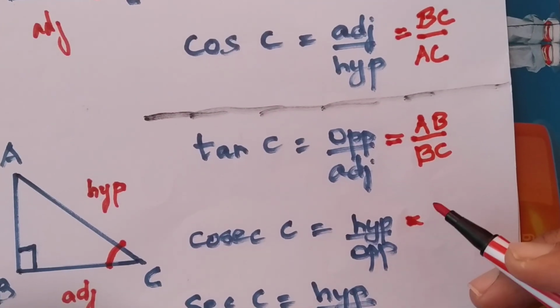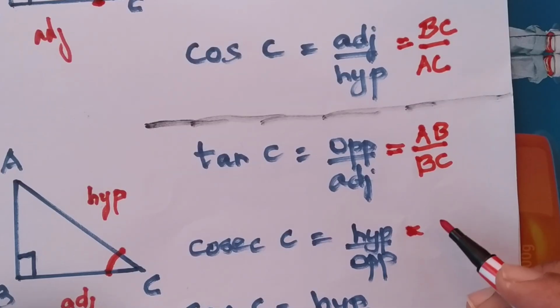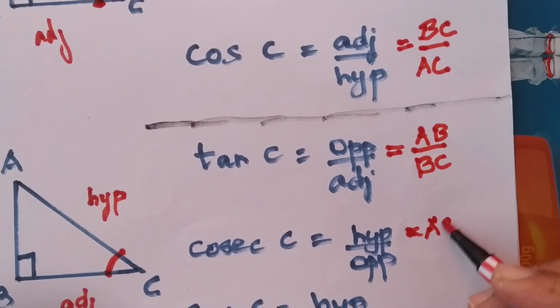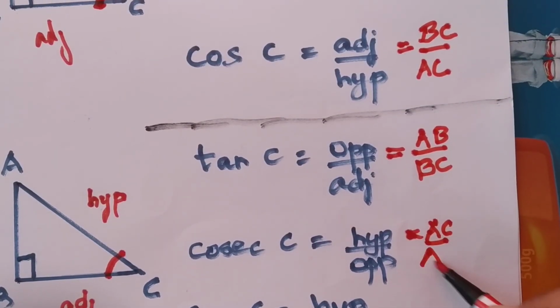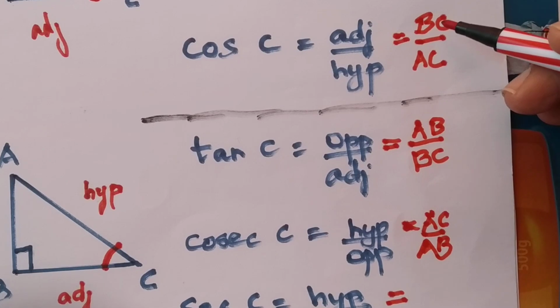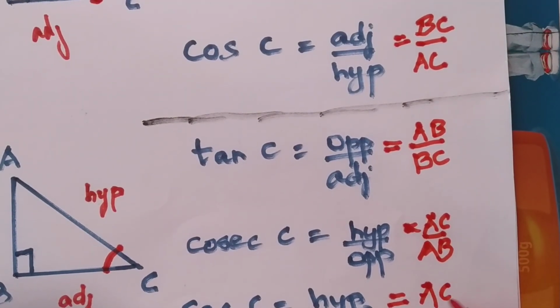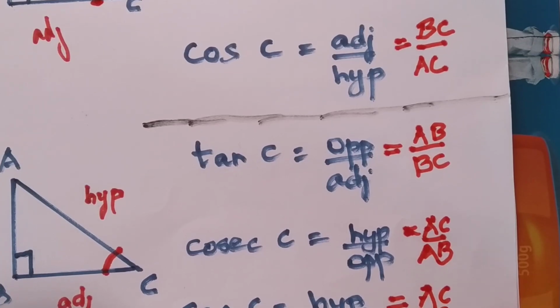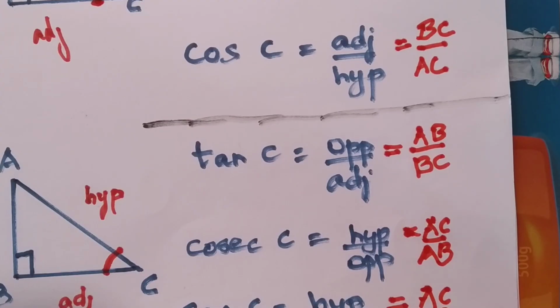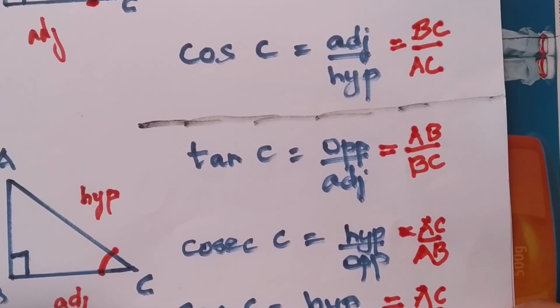Now comes the inverse. Cosec is the inverse of sine. So if sine is AB by AC, this should be AC by AB, right? Without looking at the figure. Sec is the reciprocal of cos. Cos is BC by AC, so this will be AC by BC. But I would suggest that you look at the figure and mention this, because if you had gone wrong here, then there is a chance that you will go wrong here as well.